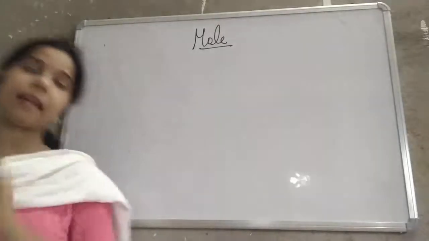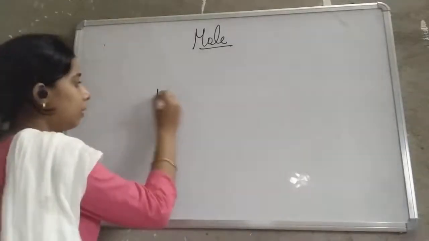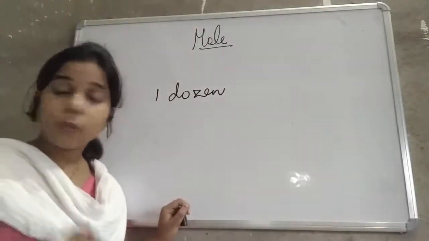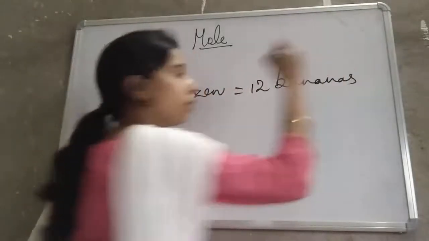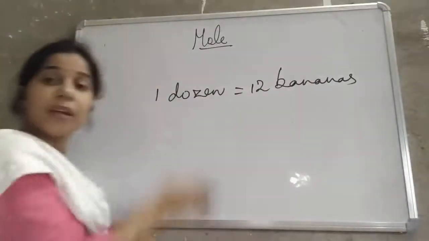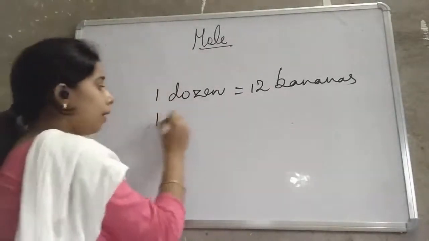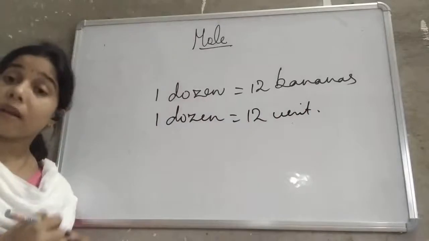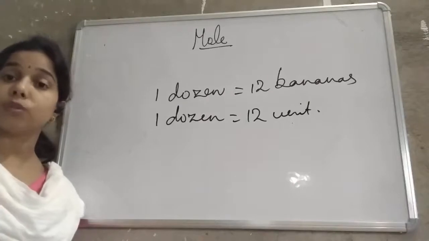Now, students, before we talk about the mole, there is a thing. Suppose you go to the market and buy 1 dozen of bananas. What does that mean? That is equal to 12 bananas, right? If 1 dozen of apples, that will be 12 apples. If 1 dozen of any fruit, that will be equal to 12. It means 1 dozen indicates 12 units, no matter what substance we are taking.